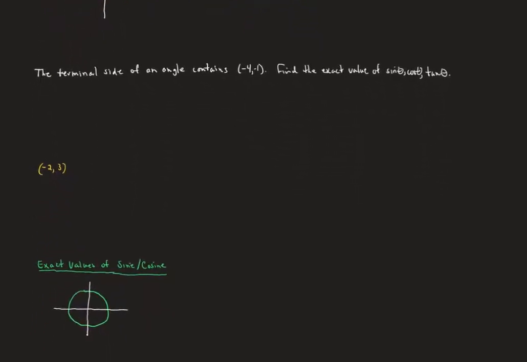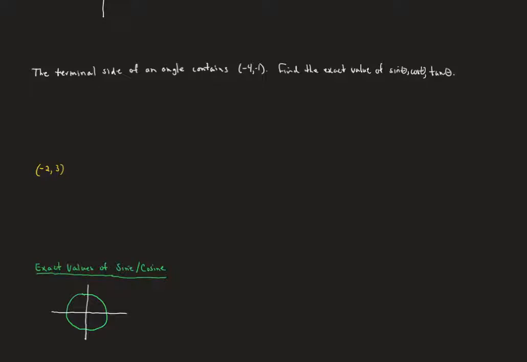So we are going to say the terminal side of an angle contains the point (-4, -1). Can we find the exact value of sine, cosine, and tangent? So here's our xy axis, and we're going to go to -4 on the x: 1, 2, 3, 4. -1 on the y. Here's our point there. You can imagine there's a circle in the background, but we aren't really going to draw the circle.